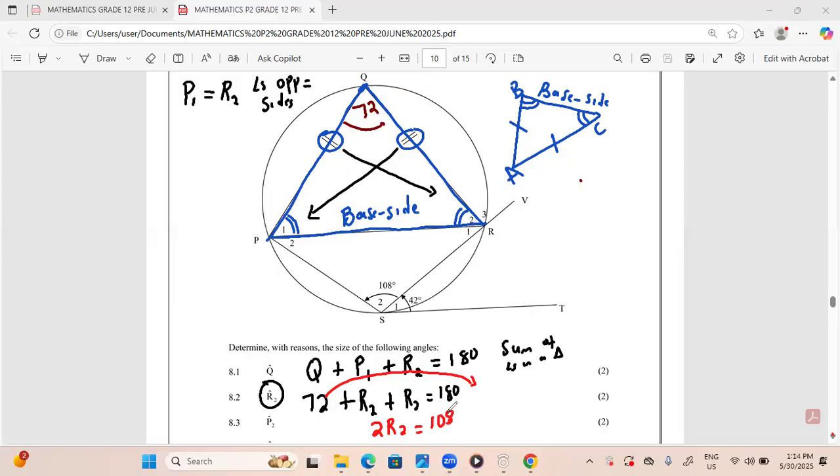Now you divide both sides by 2. You have 2R2 equals 108. You divide both sides by 2. You have 54, which means that the angle R2 is 54. Even the angle P1 is 54. Okay, so you found the R2. You now have to find the P3.